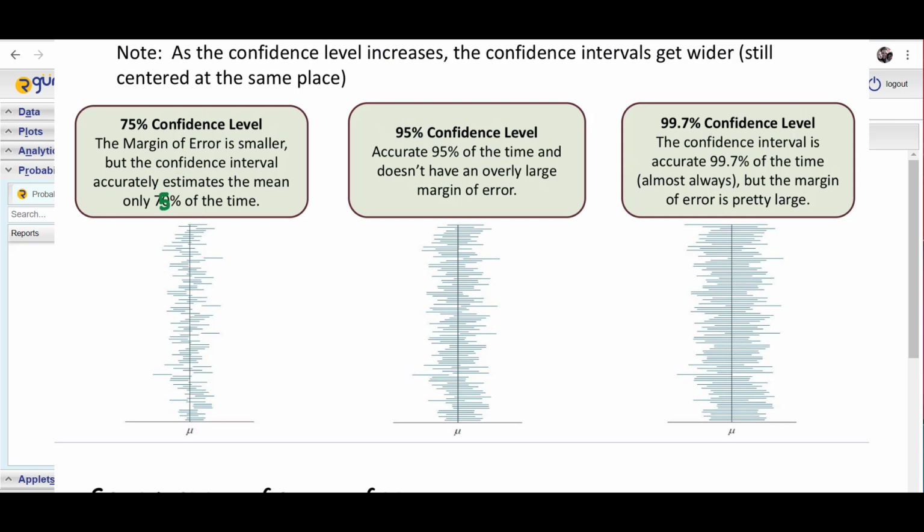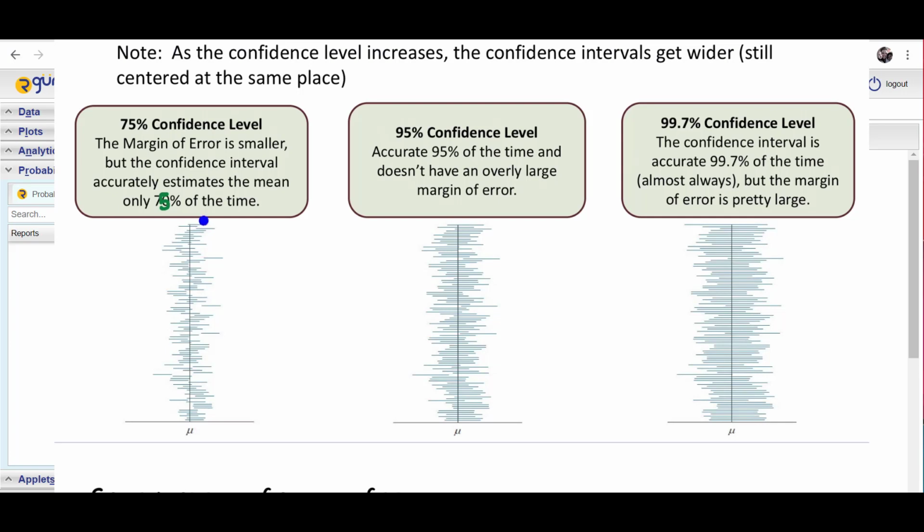But this is nice because it kind of shows you the illustration. So if you look at the first one, this is if we had a 75% confidence level. And so in this case, the margin of error is smaller, but the confidence interval accurately estimates the mean only 75% of the time, right? So it means 25% of the time you were wrong. So I want you to look here at this.